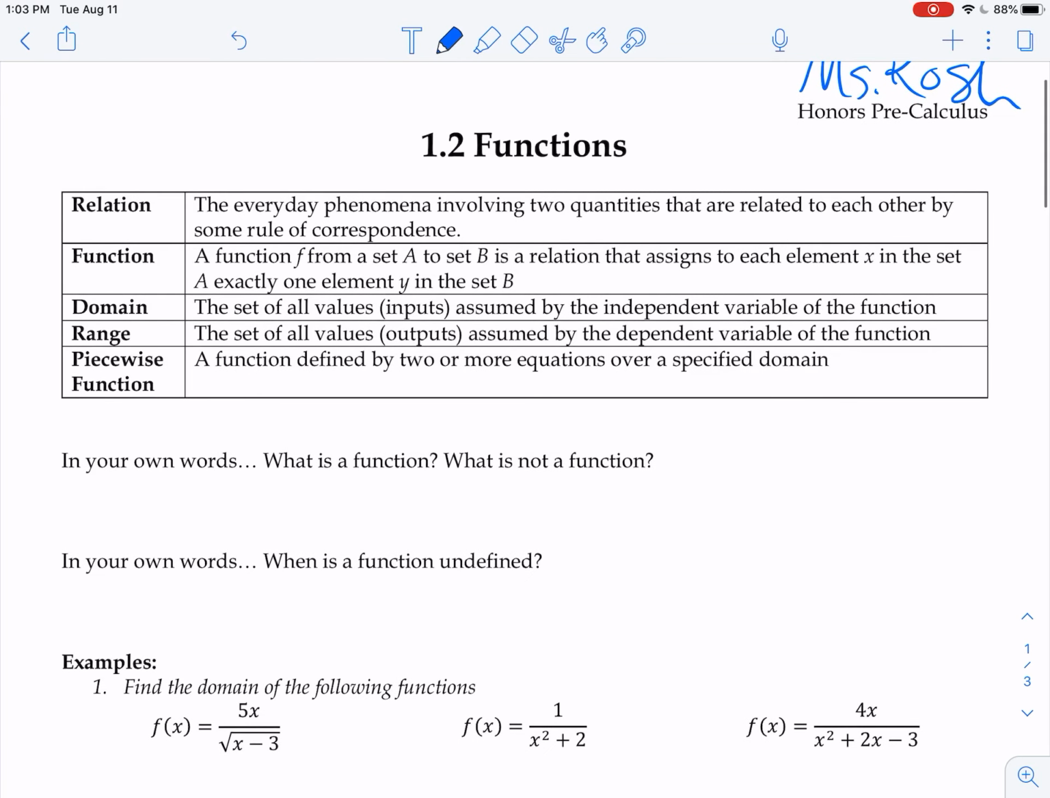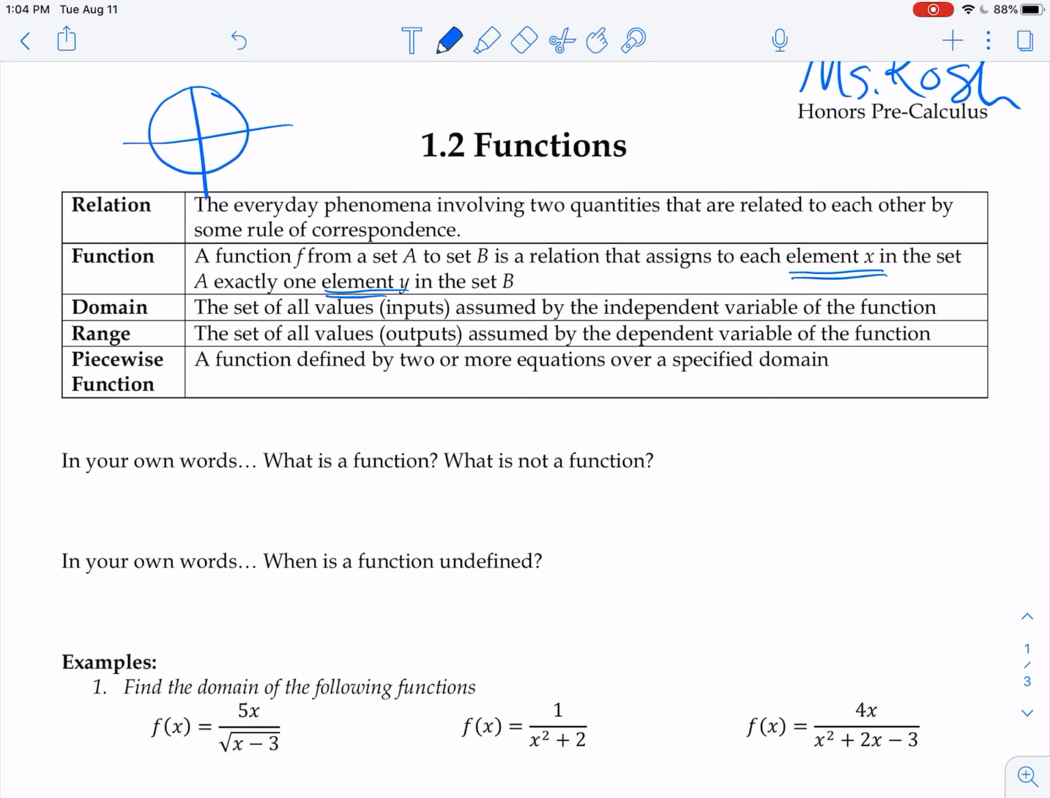A relation, if I had a circle, has some sort of relationship between the x and the y values, but it's a relation, not a function. So it has two quantities, the x and the y, related to each other. There's some sort of rule there. What happens with a function is that each element in the x has exactly one element in the y. It doesn't necessarily go the opposite way.